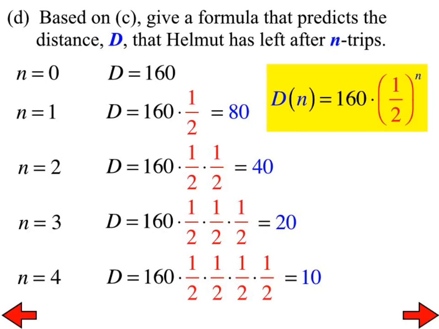So now I'm going to have you do part E, part F, and part G on your own, and then we'll compare all three of those with our shoulder partner. Here's what you're trying to figure out. In part E, how far Helmut is from the windmill after 6 trips. Part F, how far he is after 10 trips. And then for part G, you're explaining why he will never reach the windmill. Go ahead and do part E, part F, part G, and then we will compare what we have with our shoulder partner.